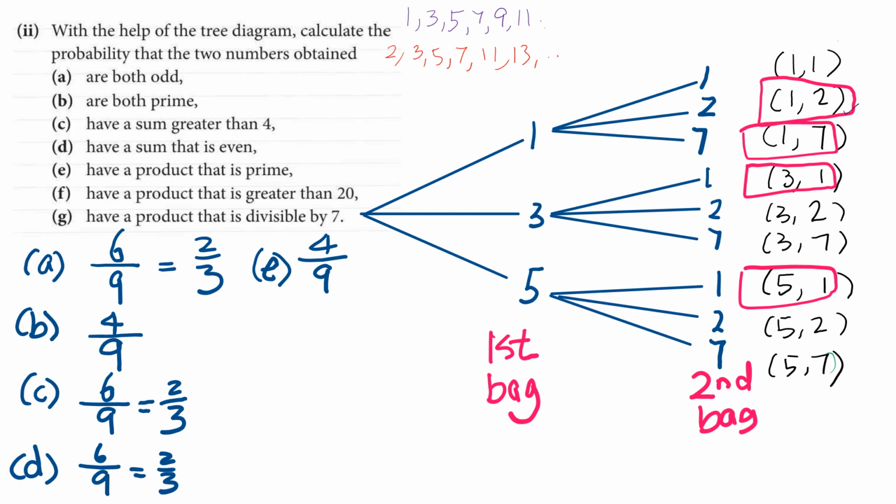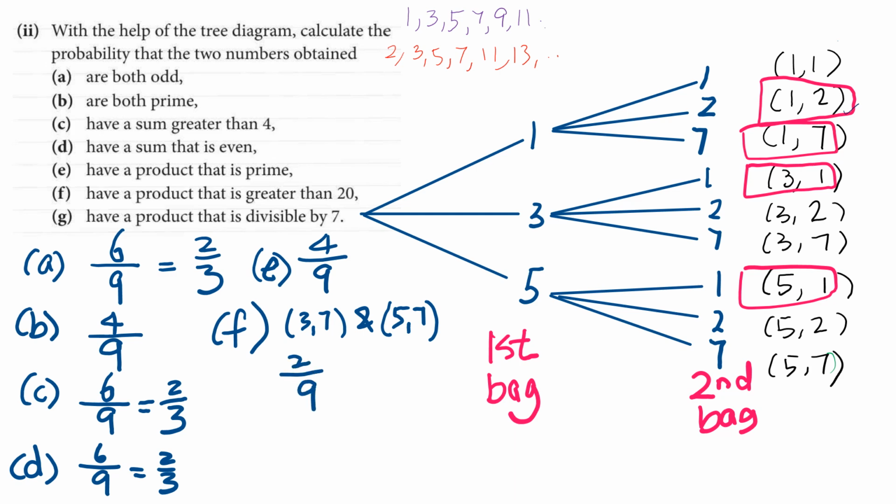Alright, let's look at F. For part F, we need to find a product that's greater than 20. So let's see. Okay, so from the 9 cases there, we see that 3 and 7, if you take 3 times 7 gives you 21. 21 is more than 20. 5 times 7, 35, more than 20. So that's only 2 cases out of 9.